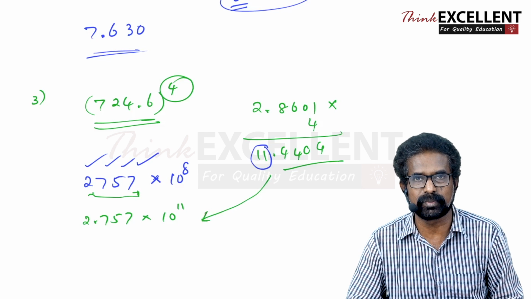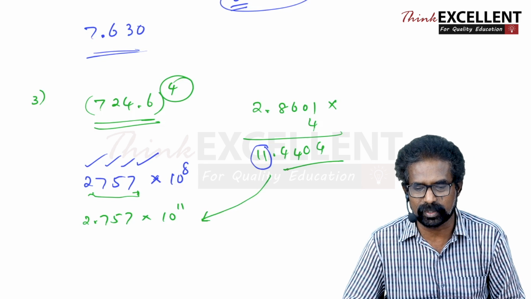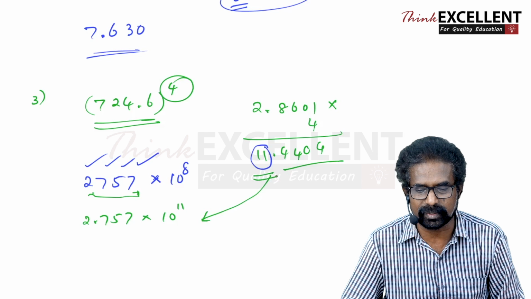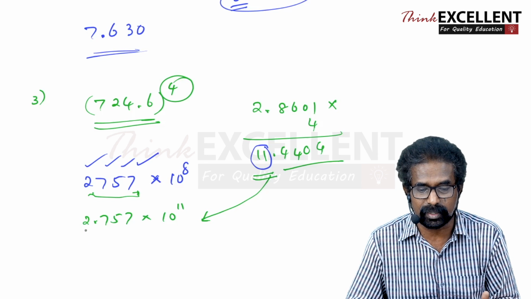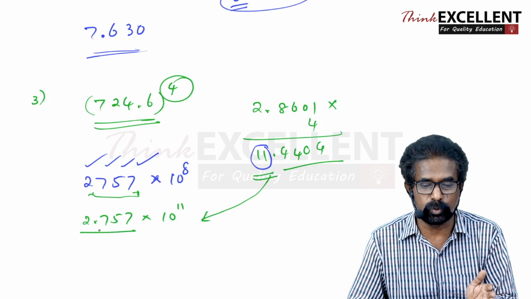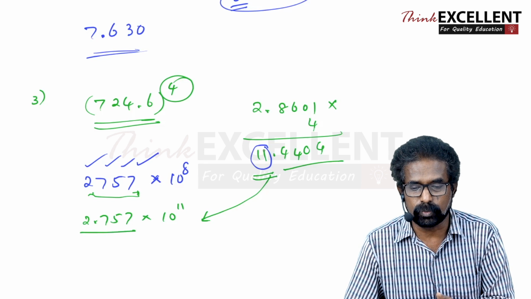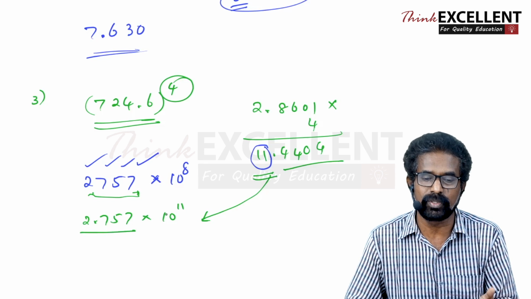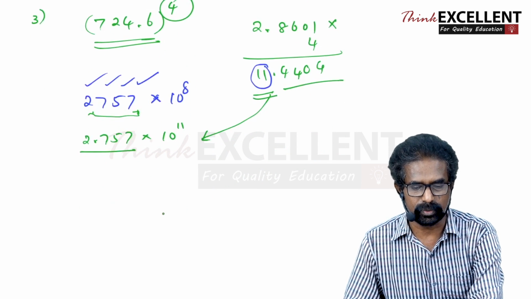When you do sums in physics and all, you can use this one, okay? If 11 is the characteristic, straight away you take antilog, you write like this, 2.757 into what? If 11 is there, you write 10 raised to 11. Like that also you can do that, okay?